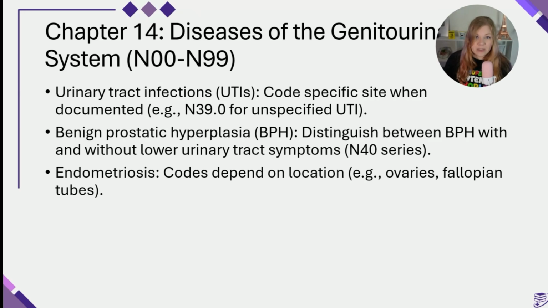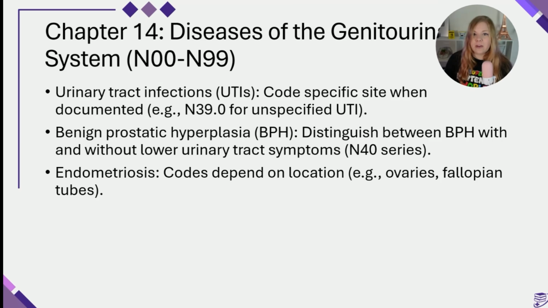So urosepsis doesn't code to a UTI or to sepsis. Urosepsis has no mapping. So if a provider documents urosepsis, that has to be a query as far as what they meant. Benign prostatic hyperplasia is coded with details about the symptoms. N40.0 is for BPH without lower urinary tract symptoms, and then N40.1 is for with urinary tract symptoms.